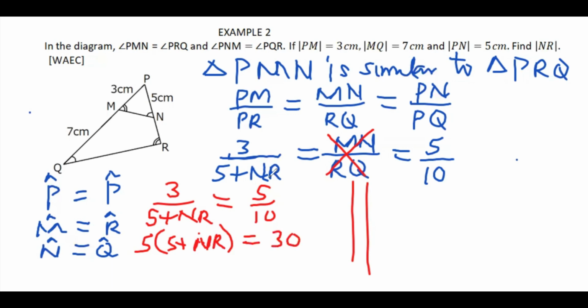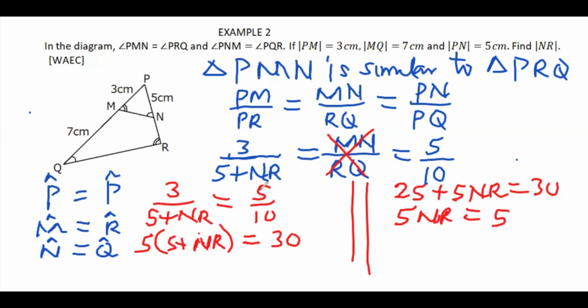We open the brackets to have 25 plus 5 NR equals 30. Move 25 to the other side in the form of collecting like terms. 5 NR equals 30 minus 25, that is 5. Then you can now divide both sides by the coefficient, this 5, to get NR. Therefore, NR equals 5 divided by 5, which is 1 centimeter. And that's the value of NR that we have to find here. From there, we move on to example 3.